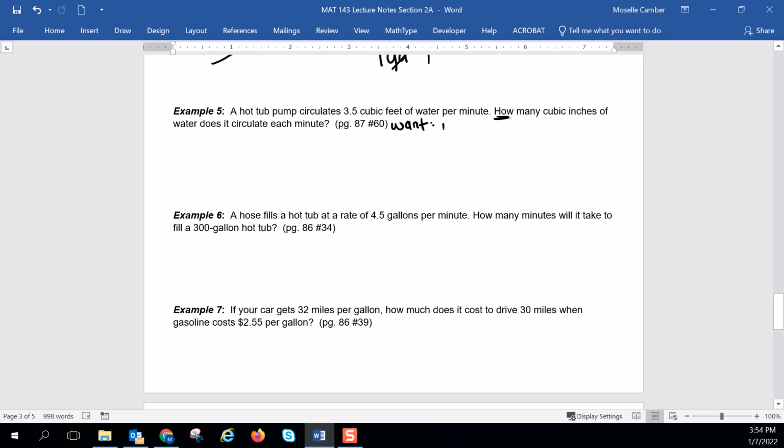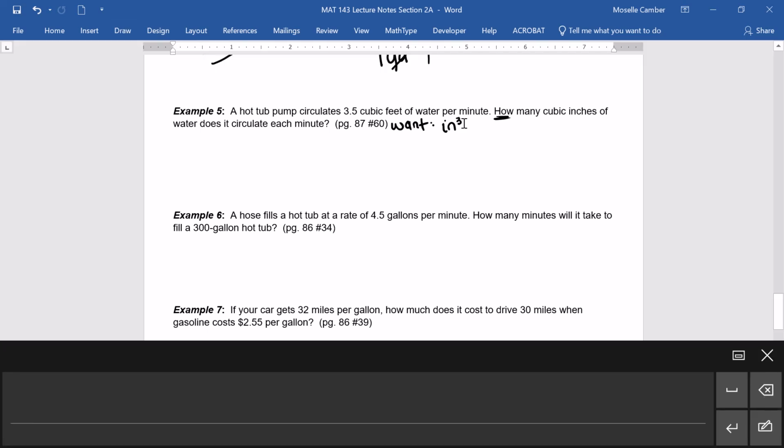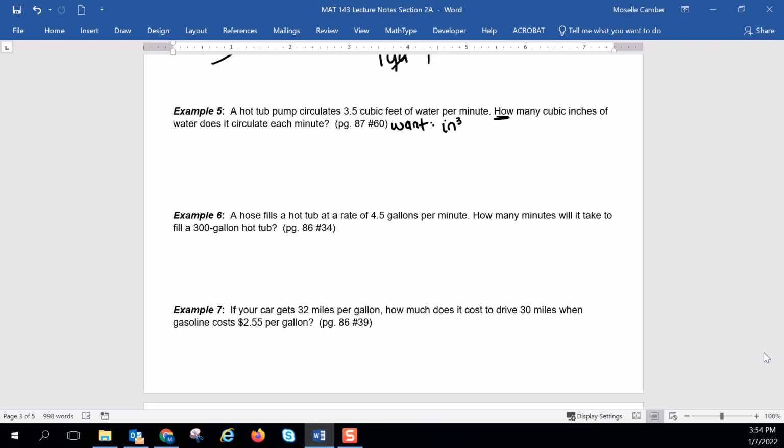So we want cubic inches of water does it circulate each minute. Now each is another way of saying per. So per in math is division, so we want per minute. Okay, so this time we have 2 units that we want in our answer, and I'll talk about how to do that in just 1 second.